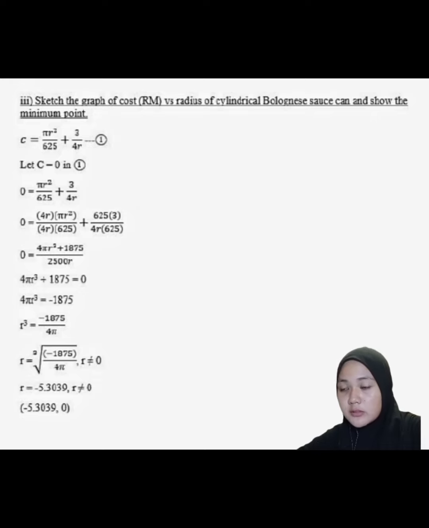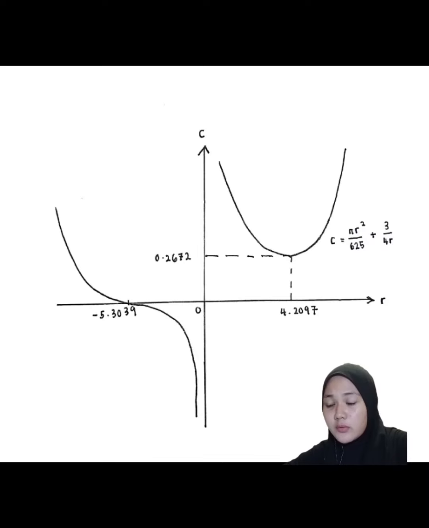The third question is, sketch the graph of cost Rm versus radius of cylindrical bolognese sauce can and show the minimum point. So the first step is C equal to πr² divide 625 plus 3 divide 4r. Let C equal to 0 in equation. So when we simplify the equation, we will get the value of r. R equal to negative 5.3039 and r does not equal to 0. When we get all of this value, we can sketch the graph of cost Rm versus radius of cylindrical bolognese sauce can and minimum point shows.